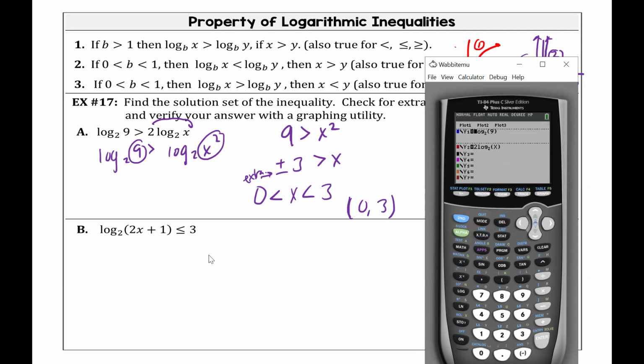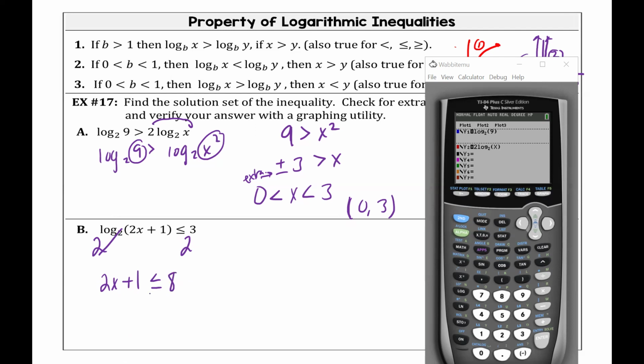Okay, on the next one, again, you can solve it by hand. So we're going to show you how to solve it by hand and go from there. So first, by hand, we want to get rid of the log. That's what we want to do. So in order to get rid of the log, we have to use the base. So we're going to raise everything to the second. This is going to cancel this out, and we're going to be left with 2x plus 1 is less than or equal to 2 to the third, which is 8.